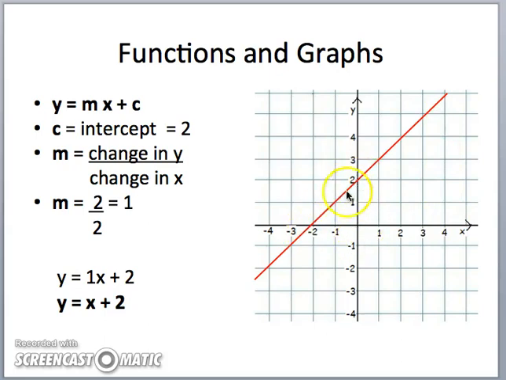So if I'm going to use this little triangle here, from -2 to 2, then the change in y goes from 0 to 2, which is 2, and while it's changing from 0 to 2 in the y direction, it's changing from -2 to 0, which is a change of 2 in the x direction. So the change in y is 2, and the change in x is 2, and 2 divided by 2 equals 1. So I can write the equation of this line as y = 1x + 2. And we know that when we're doing algebra, we always ignore the 1, and we just write y = x + 2.